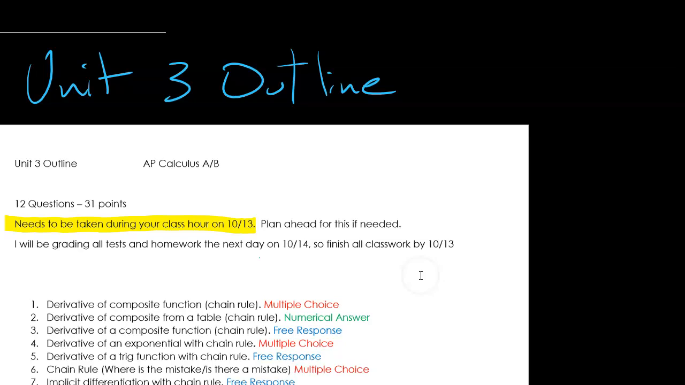And I want to remind you guys, which I'll send out the message today, that we're taking the test during class tomorrow. And I purposely set it up so that it should be able to be done within that class hour without any issues.